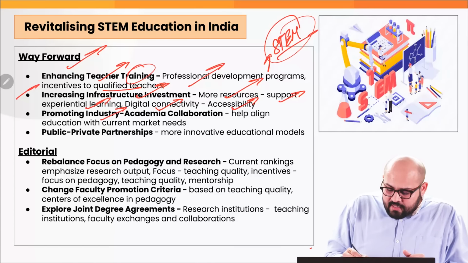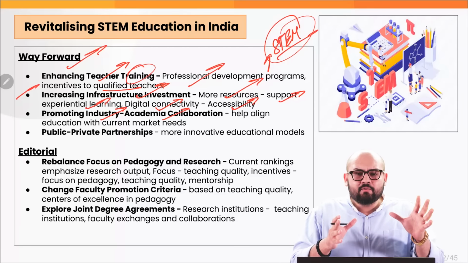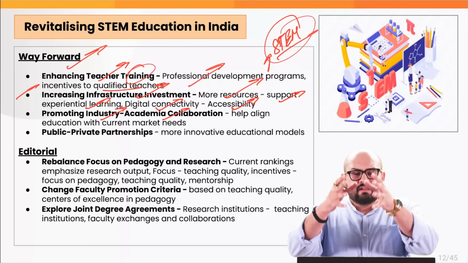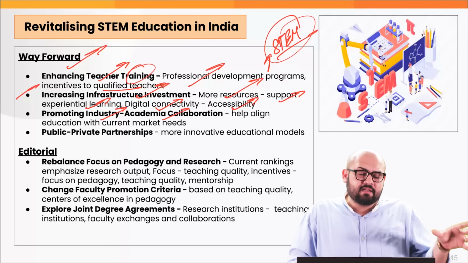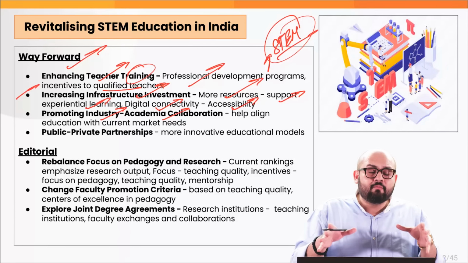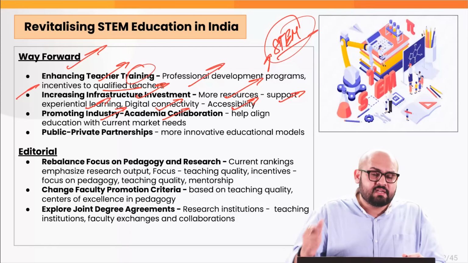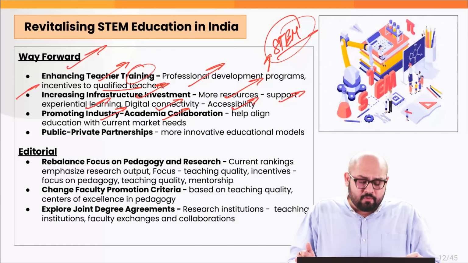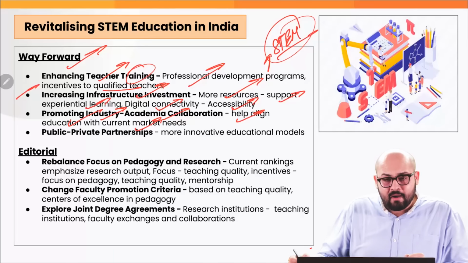Next is promoting industry-academia collaboration. Very important. We need to have the industry in the overall designing of the curriculum. They are in a better situation to decide what the industry trends are, what the demand in the country is, right? And what all technologies the students need to know. So their input is very crucial, right? So as to help align the education with the current market needs.